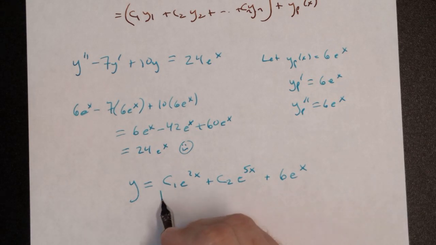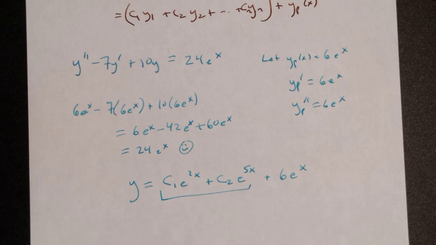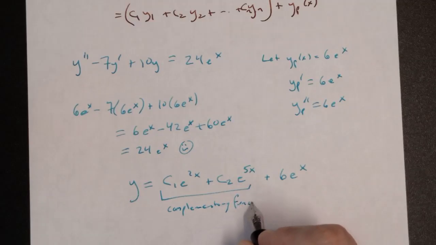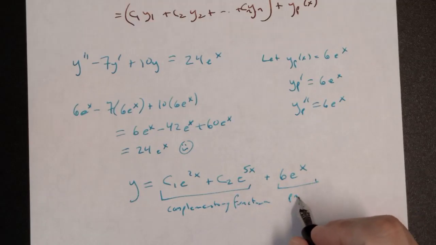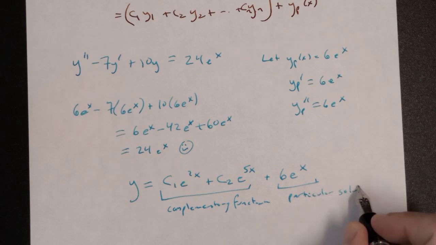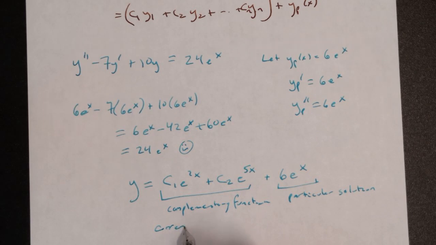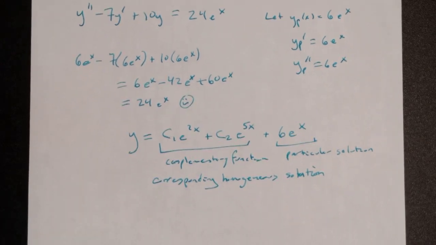So this is the corresponding homogeneous solution. It's also sometimes called the complementary function. And this is our particular solution. I like thinking of it as C for corresponding rather than complementary, but I didn't want you to run into that phrase and not understand it out of the textbook. There's another example on page 128 that I think is pretty nice. You should look at that one as well.